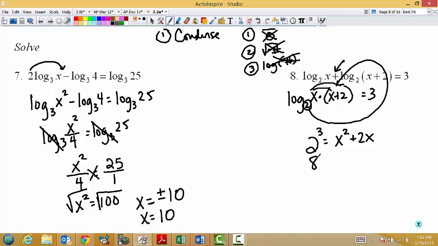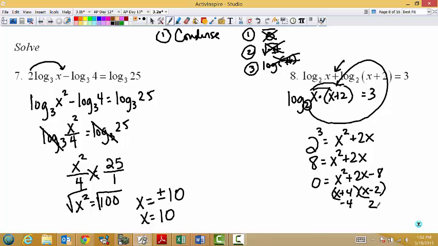And then that's 8. How do I solve something like this? I move everything to one side. X squared plus 2x minus 8. Then I factor it, and it'd be 4 and negative 2. So it'd be negative 4 and 2. I can't have a negative though, because if I plug in a negative 4 right there, I have the log of a negative number, so x equals 2.